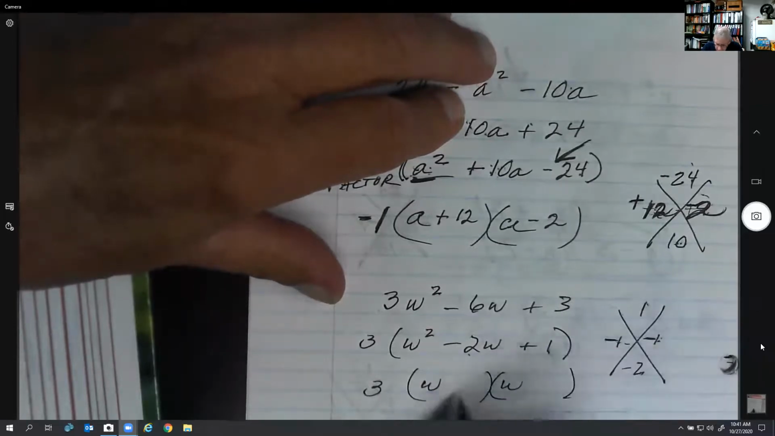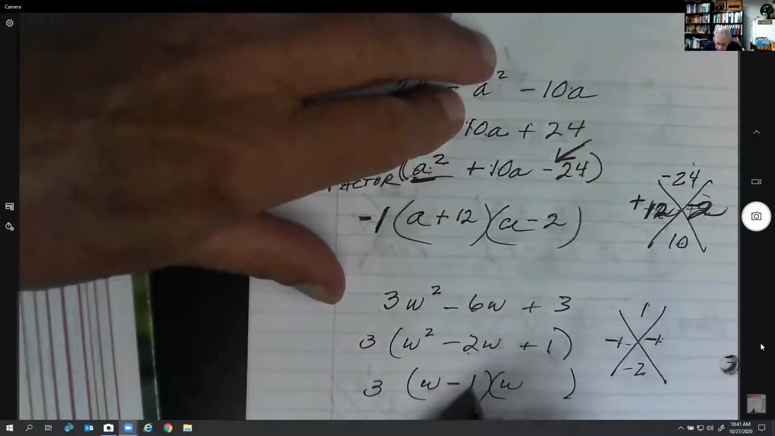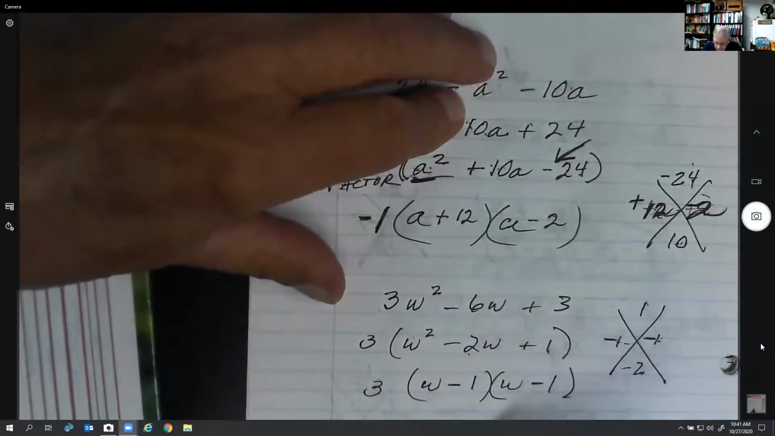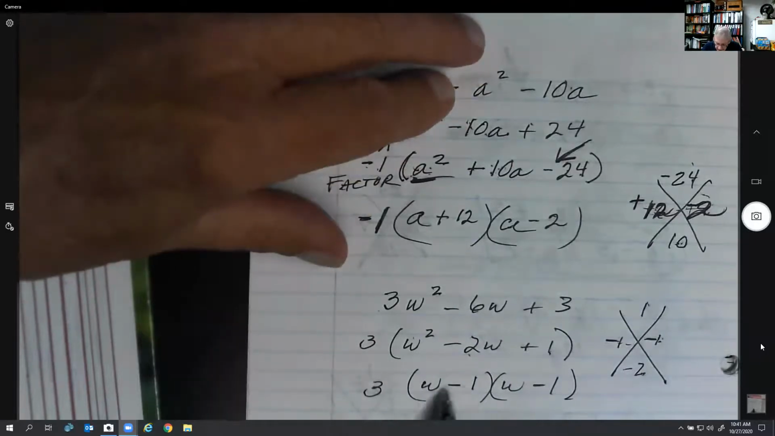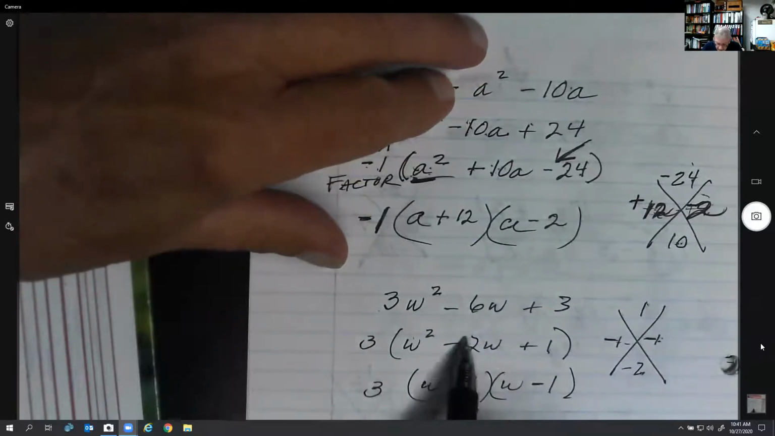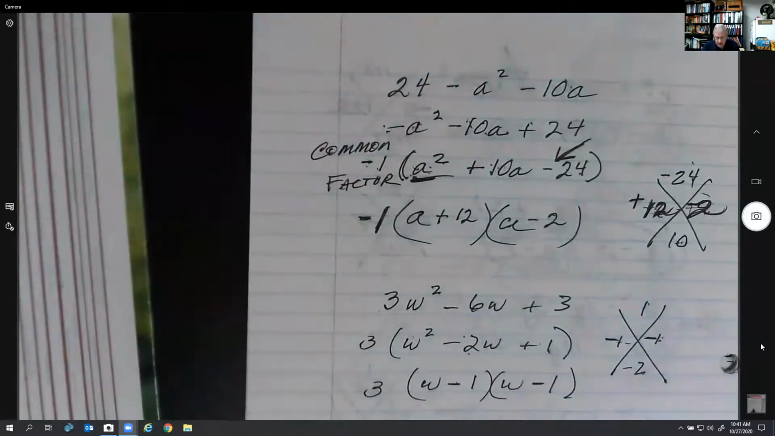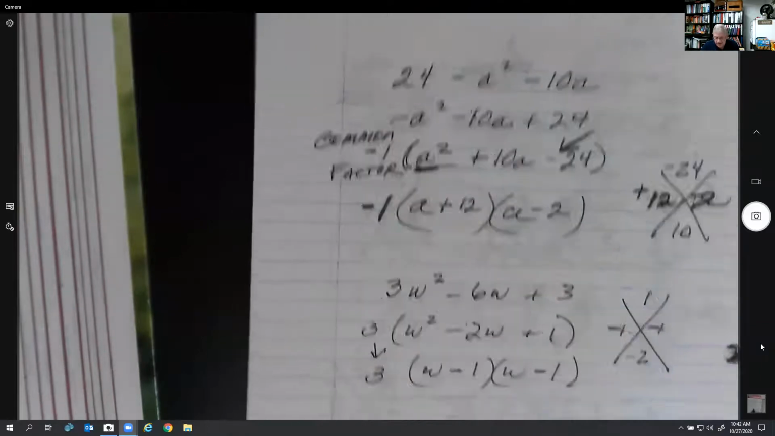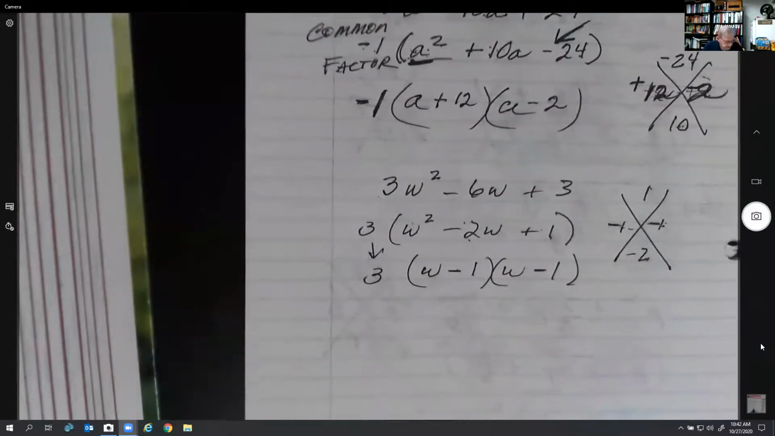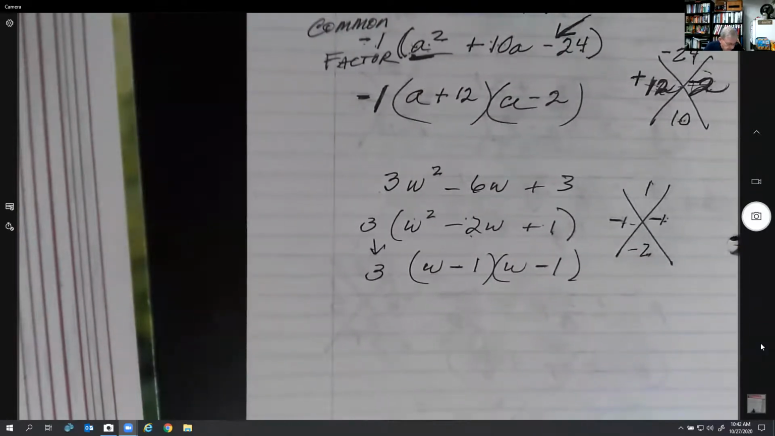Okay, so now I've got my w, I've got my minus 1, and I've got my minus 1. You see? And I can double check it. Do these add up to negative 2? Do they multiply to give me a positive 1? And I bring down this 3. Don't lose that 3. Later on you might throw it away, but for the time being, we want to keep it.